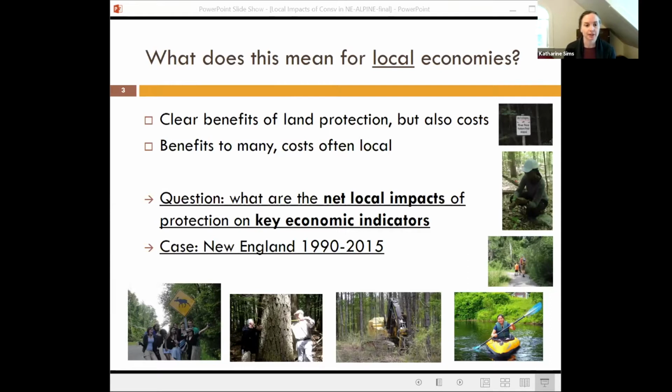So this has led to a lot of concerns about what land protection means for local economic well-being. And what we wanted to do in this research was to try to look at the data and understand this quantitatively across the region. What is actually going on in our region? What are the net local impacts of land protection with respect to employment and other economic indicators? So to study this question, we're going to use data from towns and cities from 1990 to 2015 within the region.